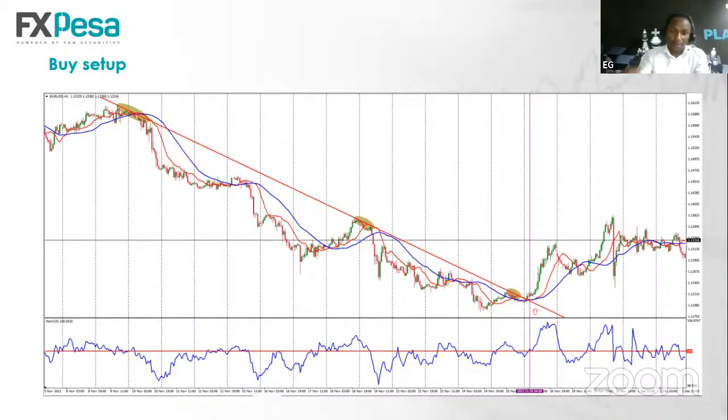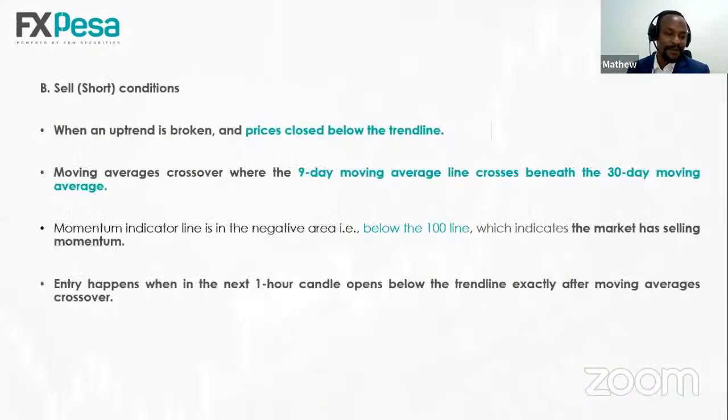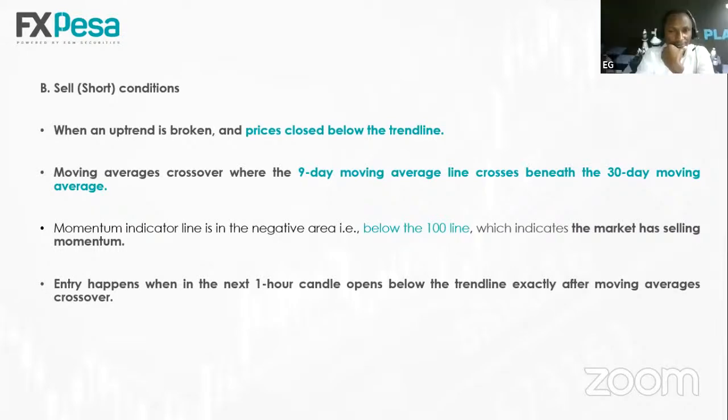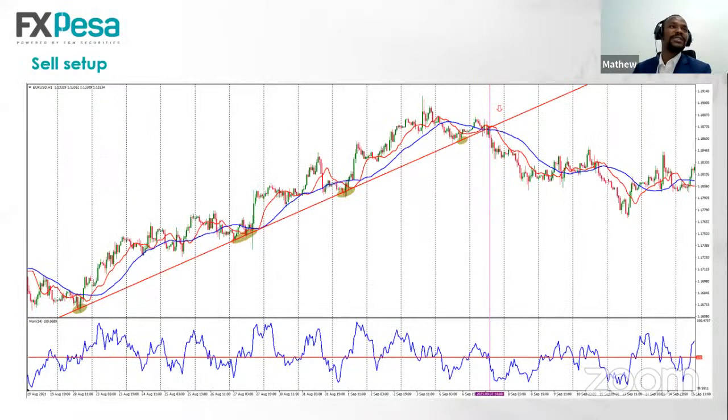Okay, take us to the next one. Break to the upside, break to the downside now. And the conditions are just the same. Crossover to the downside, break of the trend to the downside, momentum below 100. Just as simple and as clear as that, right? Yes, and that's how it would appear in the charts.